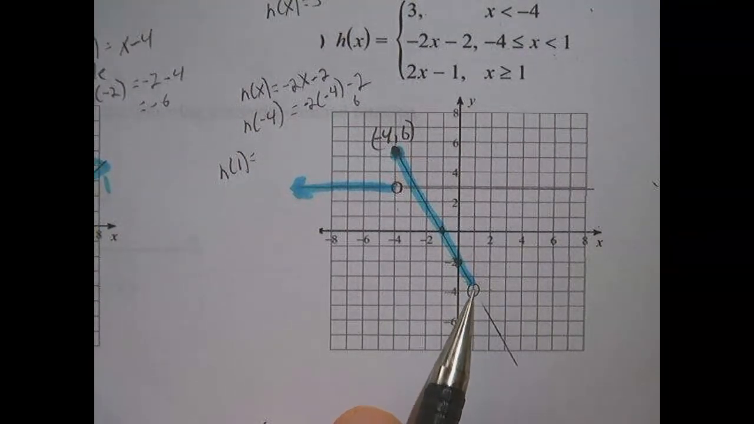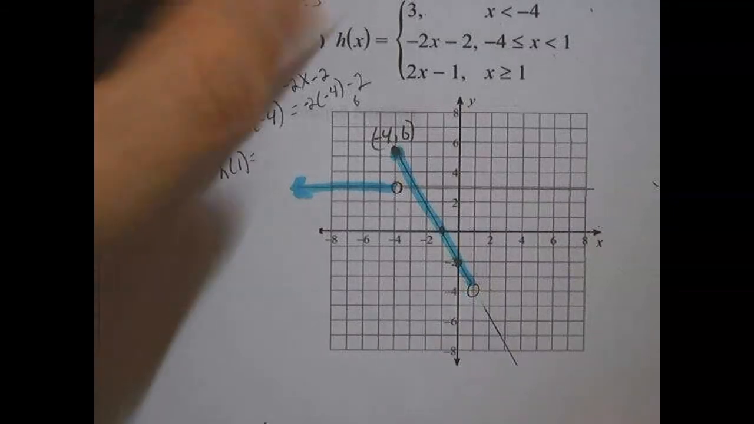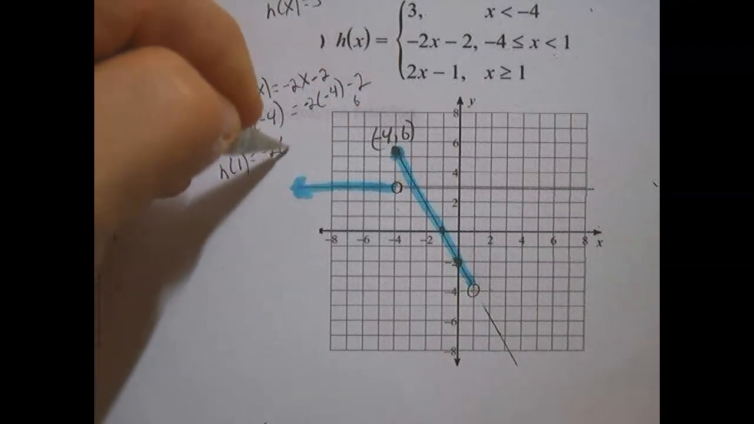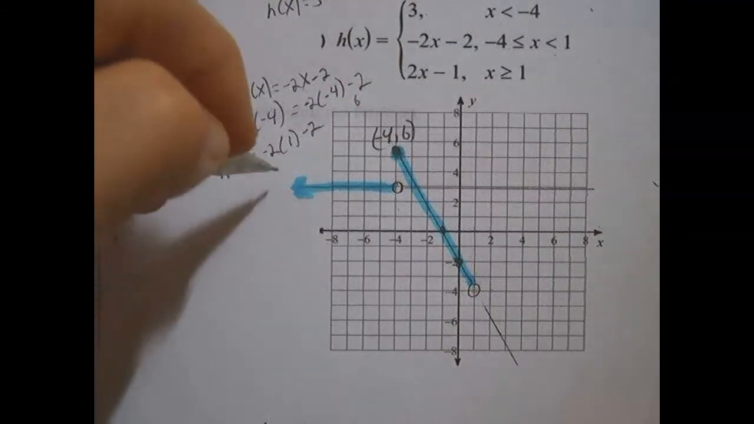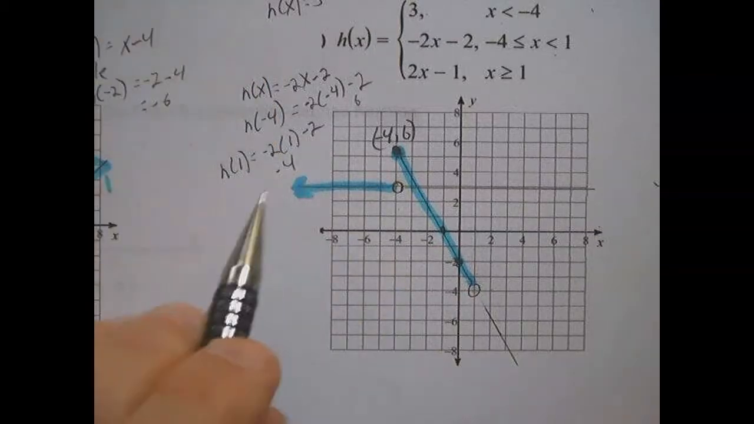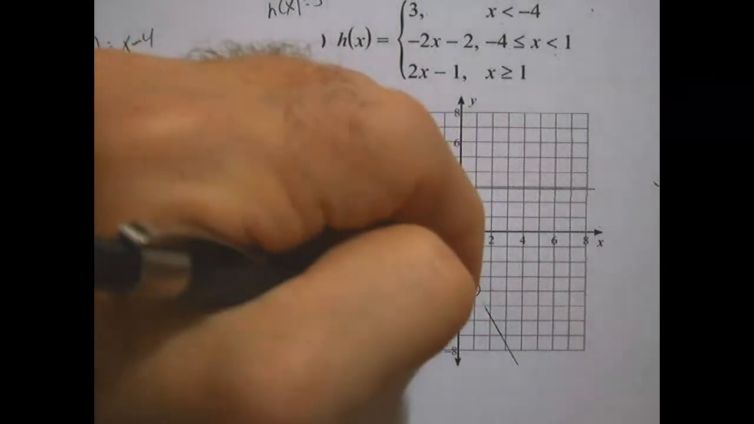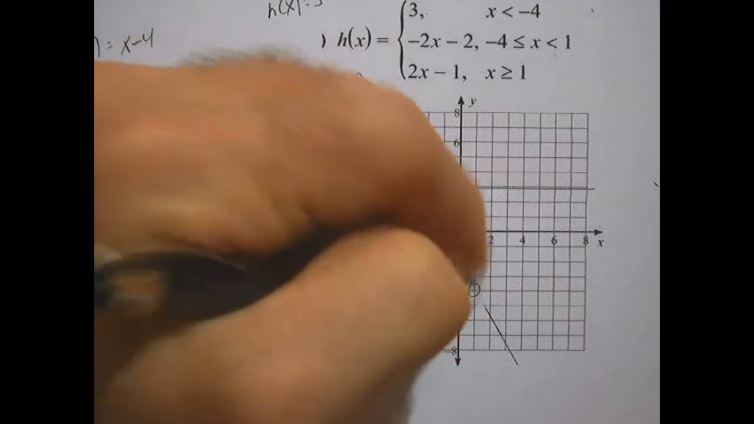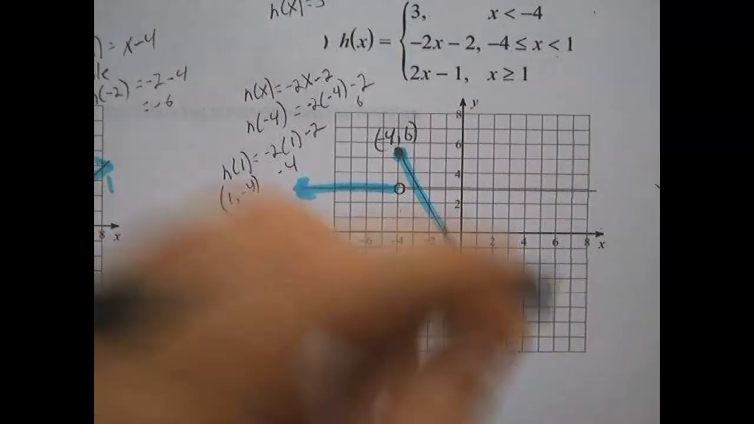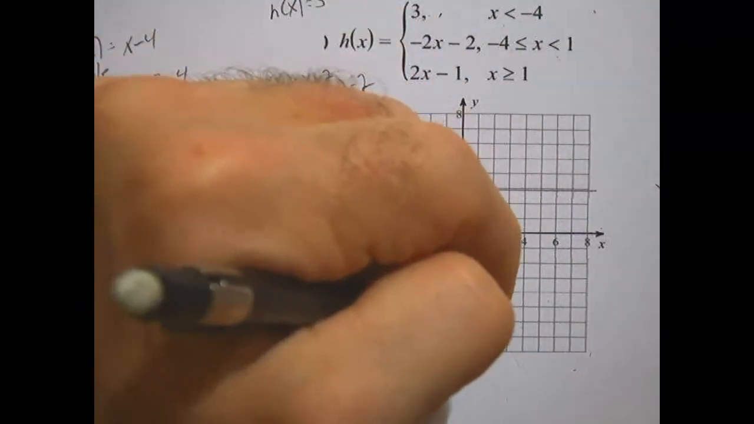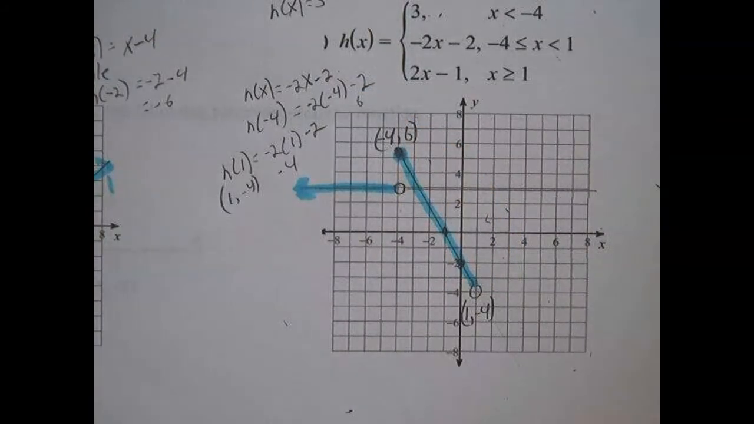So h of 1, and it looks like, let's see if I'm more accurate this time. I don't know. It looks like it's somewhere between -3 and -4. h of 1 is -2 times 1 minus 2. That's -4. So this is, in fact, 1, -4. Okay, so let's label that point 1. I'm just going to erase this to get it out of my way, so I can write the point 1, -4. There's my end hole.